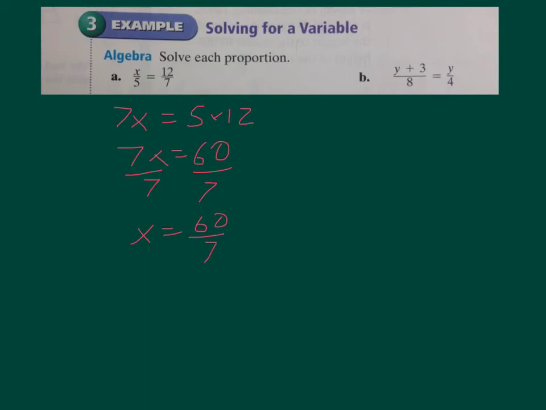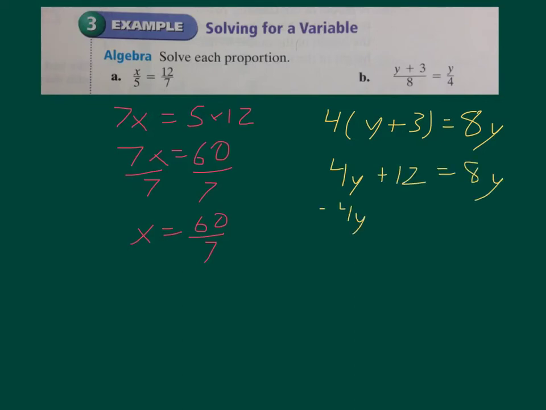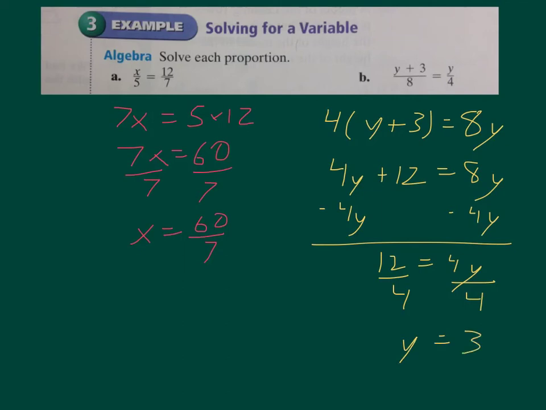The next one, cross products: 4 times the quantity y plus 3 has to equal 8 times y, or 8y. We distribute the 4, then we're going to subtract 4y from both sides, so we get 12 equals 4y. Last, we divide both sides by 4, and we get y to equal 3. We have solved both proportions.